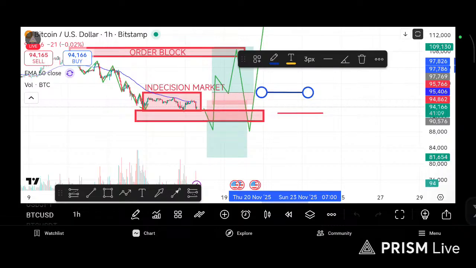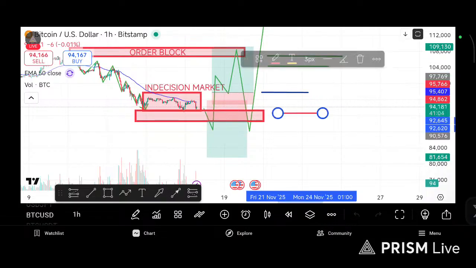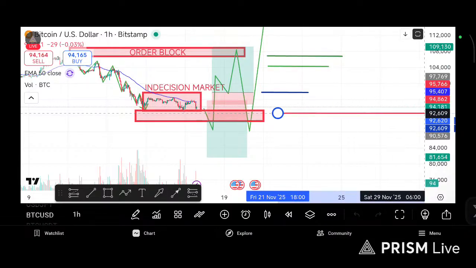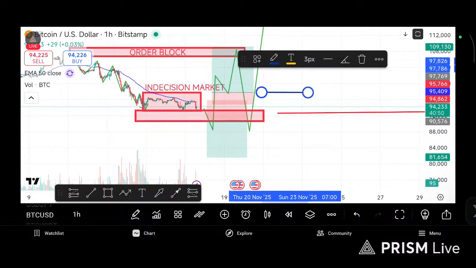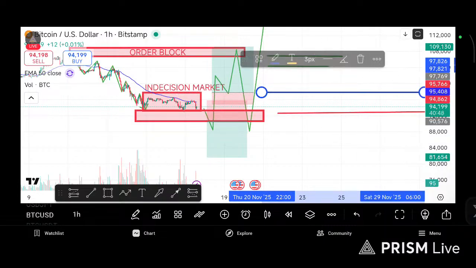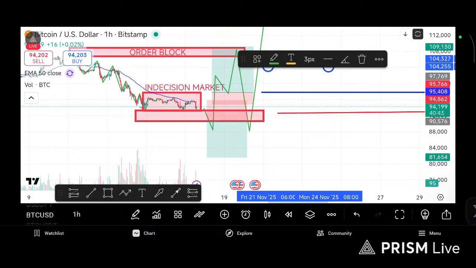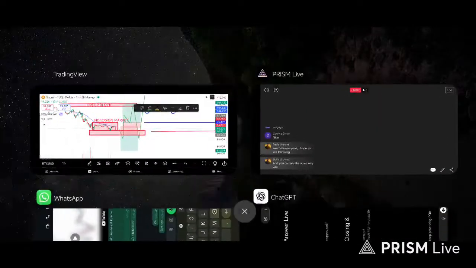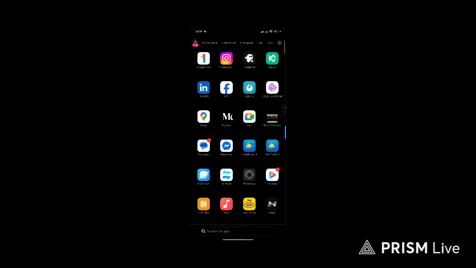So the blue line here is 95,000. Our take profit is 104. Our stop loss is 92. So 95, 92, and 104. You go to your KuCoin.